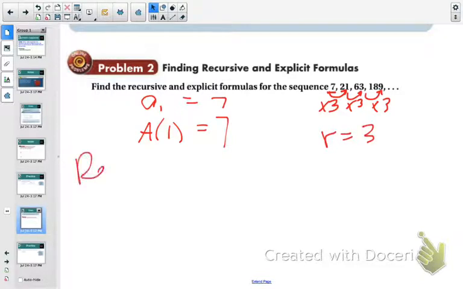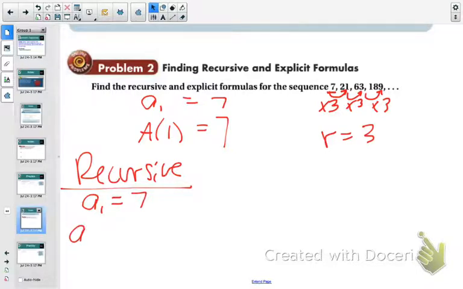Okay, so for the recursive, we say what A1 is first. This is one with 2 parts. So A1 is 7, and then AN equals your previous term, AN minus 1, times the common ratio of 3. Okay, so this goes in here, this guy goes here.